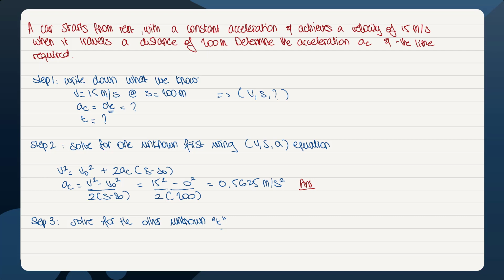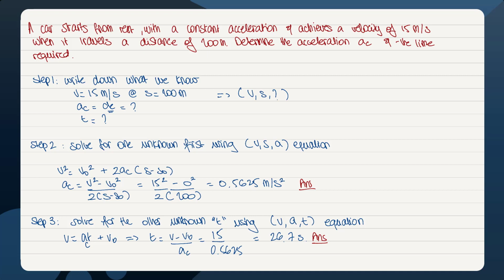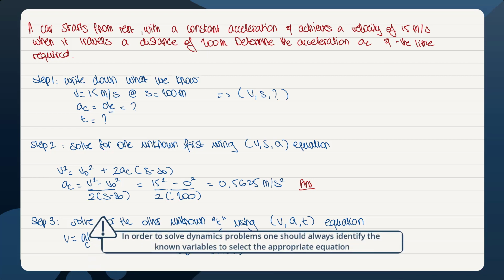Because we know that for a constant acceleration motion, we have v is equal to a_c t plus v0. And since we know a and v, we can easily solve for t, assuming v0 equals 0. So t is equal to (v minus v0) over a_c, which is equal to 15 over 0.5625, and that's equal to 26.7 seconds.